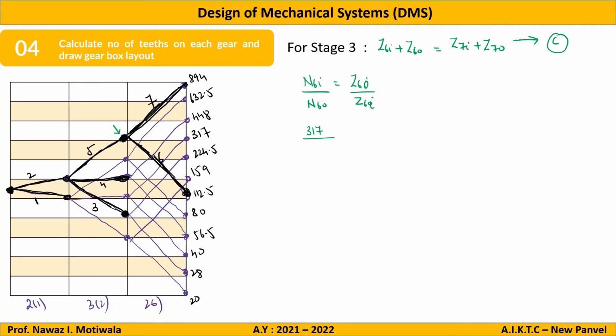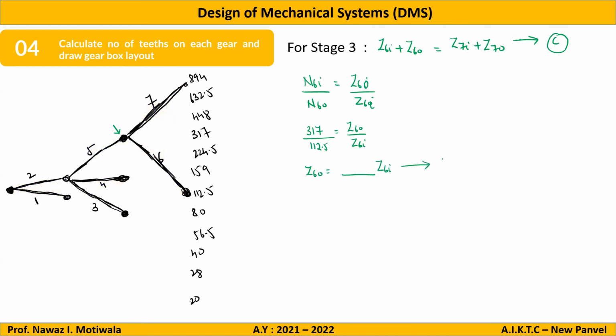If you see the output of 6, it is 112.5. So I will write 112.5 is equal to Z6O divided by Z6I. So from here, I will get one equation again, that Z6O is equal to some times Z6I. So this is equation number 7. 2.82. Okay.